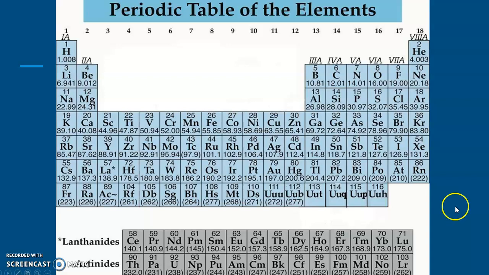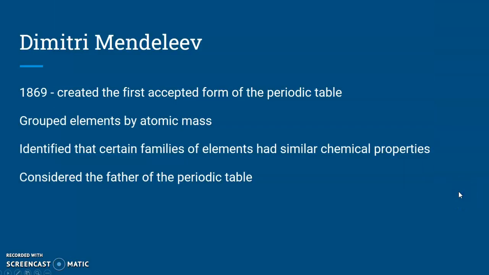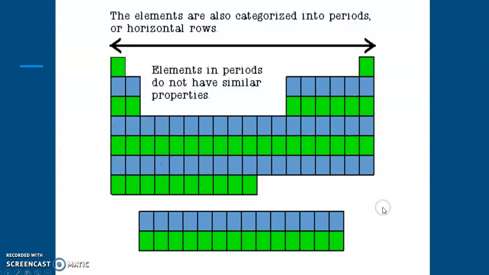The periodic table of elements is basically an organizational system. It's a way to organize all the elements. Dmitri Mendeleev created the first acceptable form of the periodic table. He grouped them by atomic mass, which is similar to what we do today, and was able to identify that certain families have similar chemical properties. So he's considered the father of the periodic table, and it's changed since then, but his basic concept still remains.